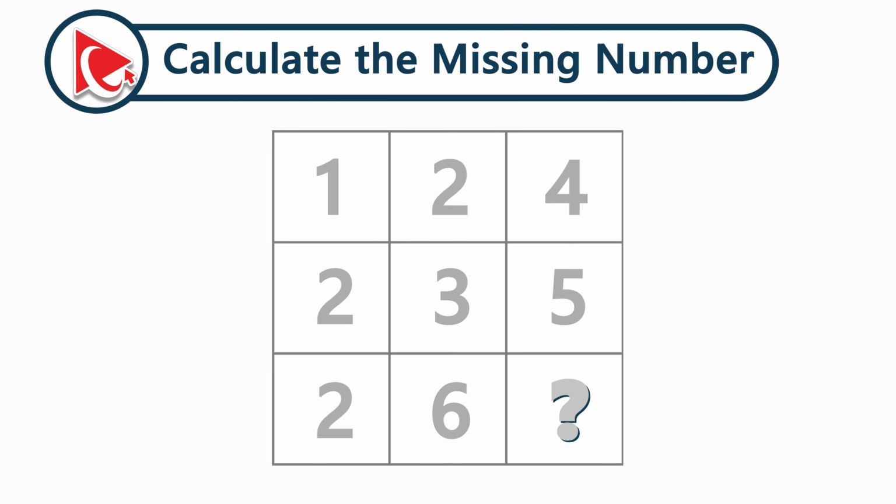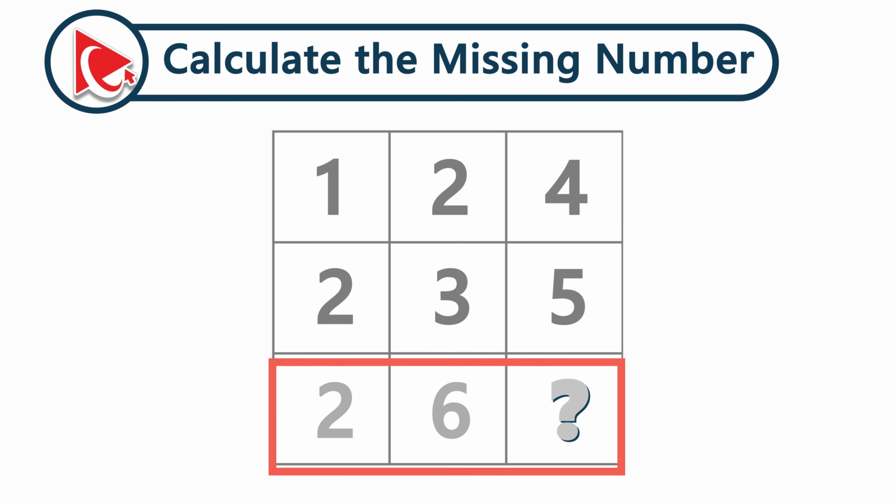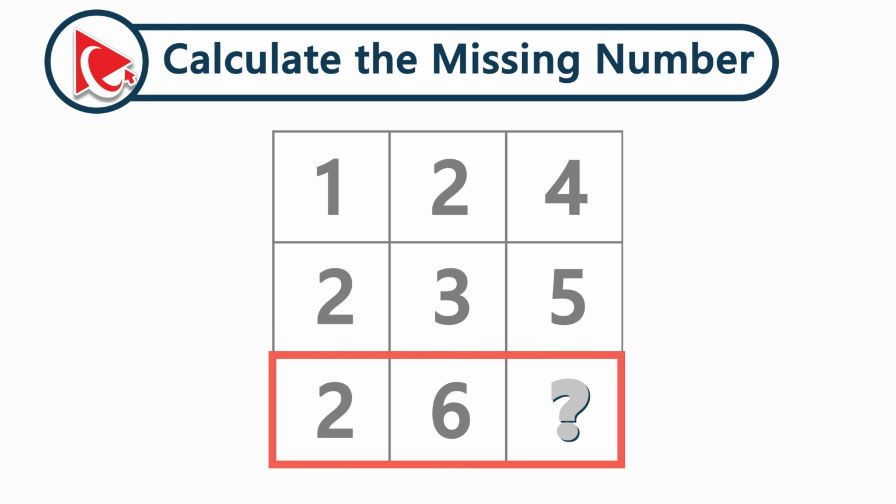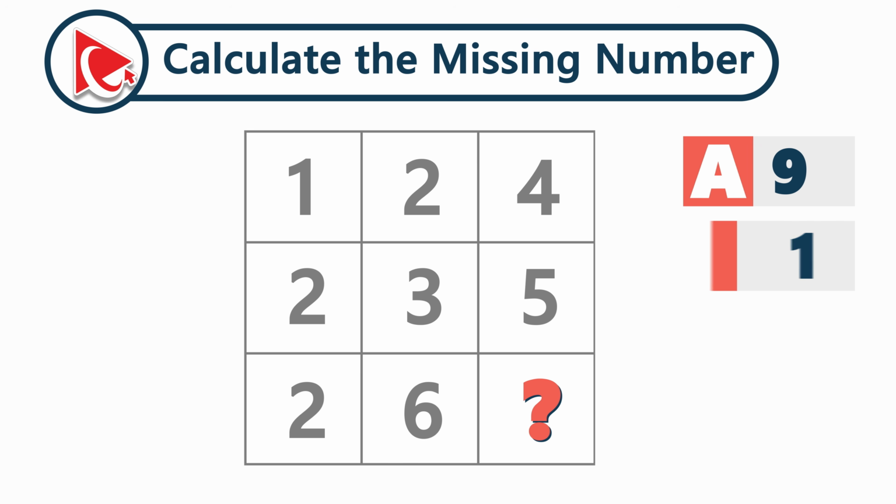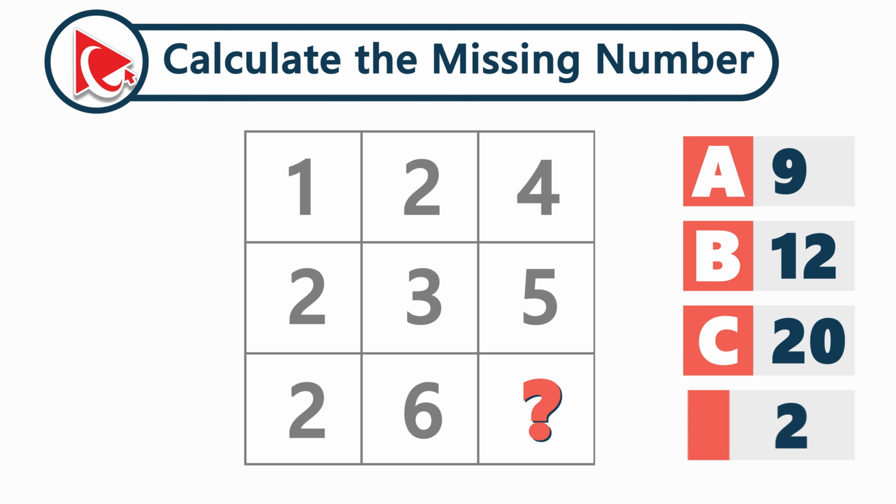Take a close look at this 3x3 matrix. Numbers in the first row are 1, 2, and 4. Second row has numbers 2, 3, and 5. And then the third row only has two numbers, 2 and 6. And the missing number you need to calculate and select out of 4 possible choices: A) 9, B) 12, C) 20, or D) 27.